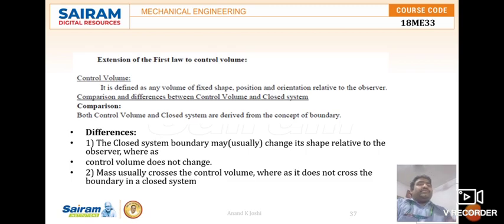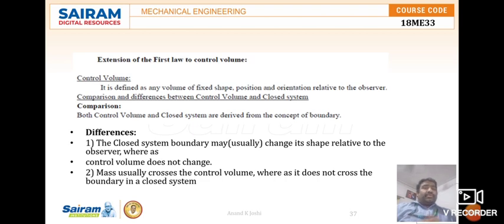Next, we'll discuss the extension of the first law of thermodynamics to the control volume. Already you know that a control volume is nothing but a region of fixed shape, position and orientation relative to the observer. For comparison and the difference between the control volume and closed system, I will clarify.